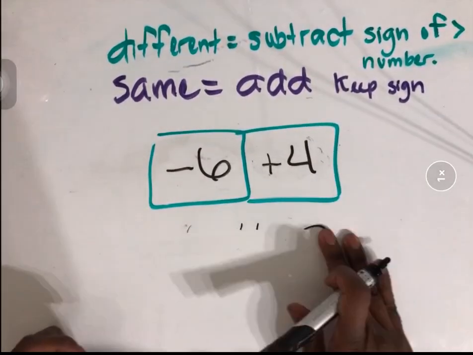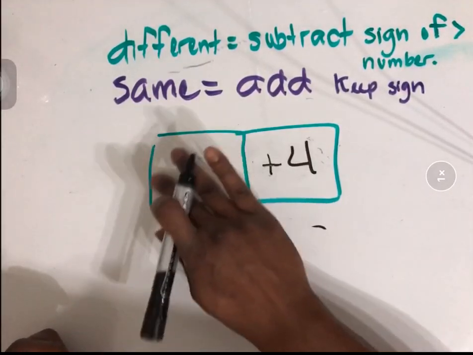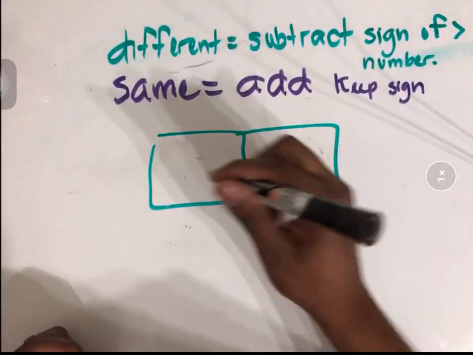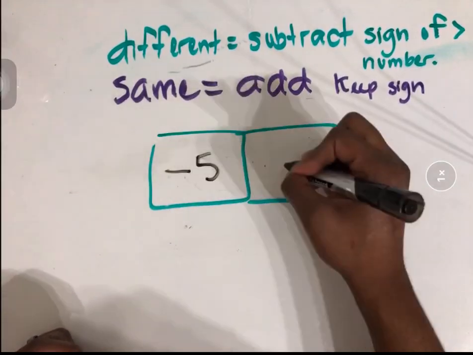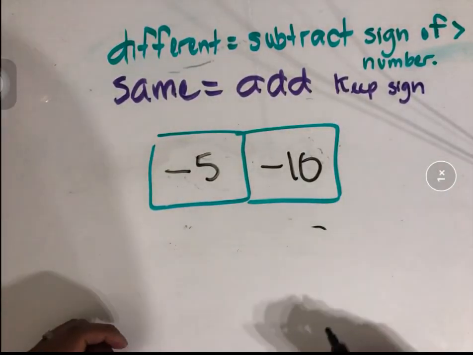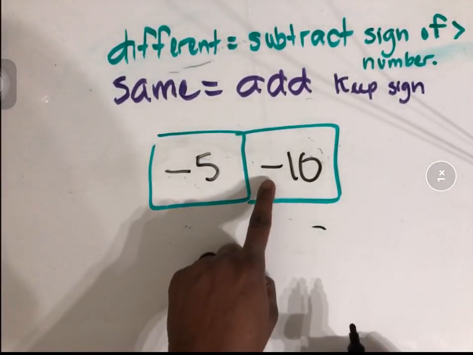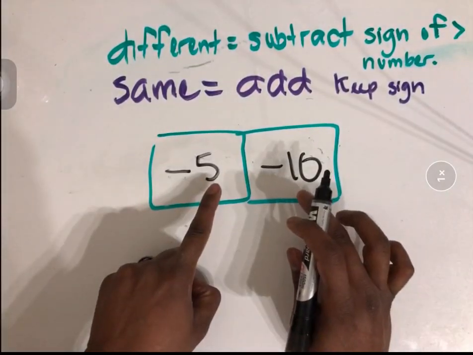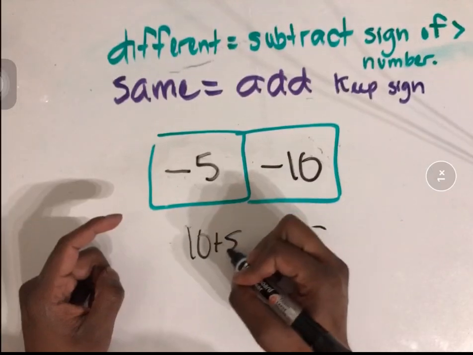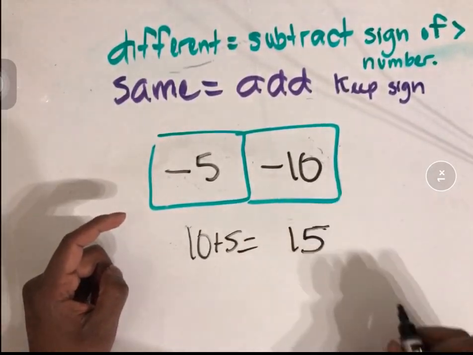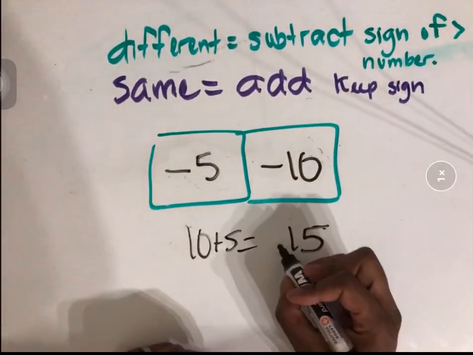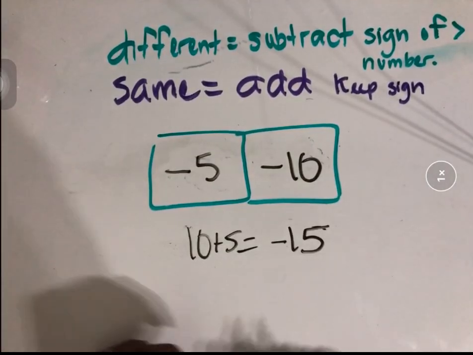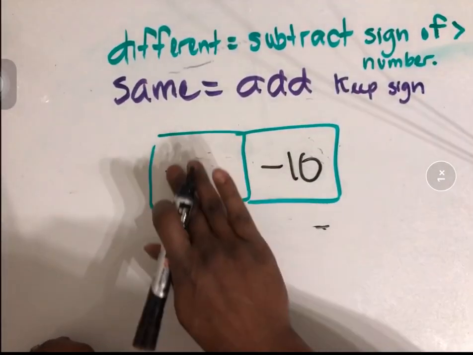Let's look at a different example. Okay, I have a -5 and a -10. Okay, I have a negative and a negative. They're the same sign, both negatives. So I'm going to add them together. I'm going to do 10 plus 5 equals 15. And because they're both negative, my answer is going to be negative. Let's do another one.